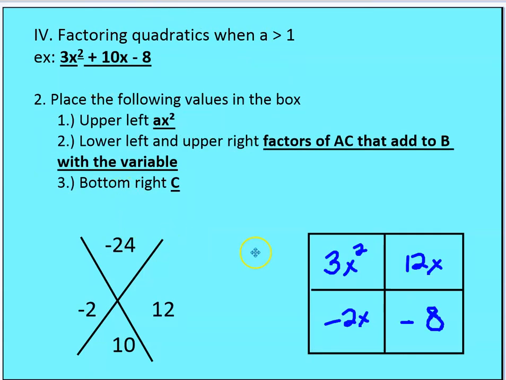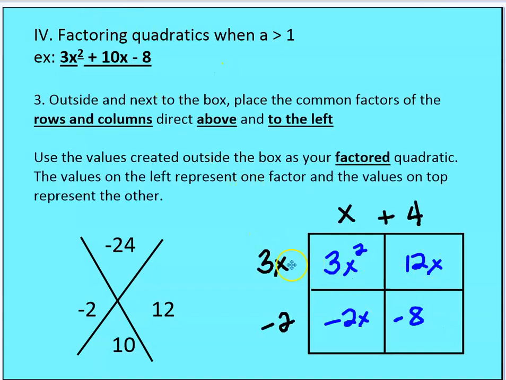All right, so then I'm going to place upper left is ax squared, bottom right is negative 8. And then the factors here in the left and right that add to 10, I'm going to put them in the lower left and upper right, doesn't matter which order. And then I'm going to find the common factors in the rows and then the columns, and I'm moving through this quickly. And I end up with x common factor here, 4 common factor here, negative 2 common factor here, and 3x common factor in the top row. And so I've factored my quadratic.